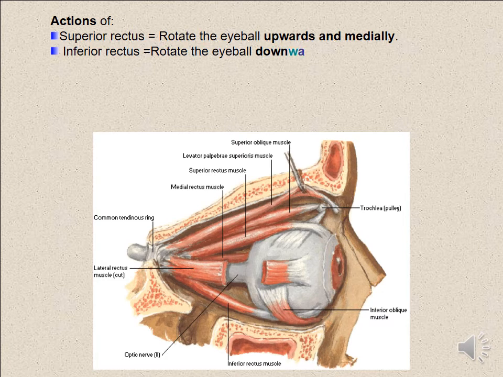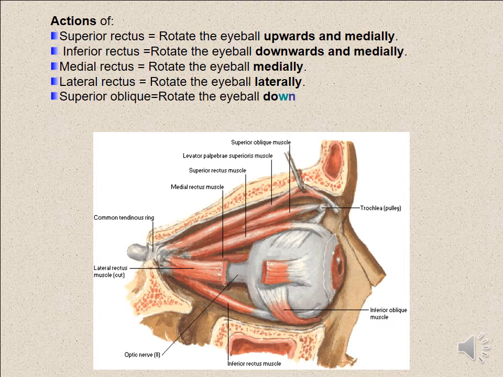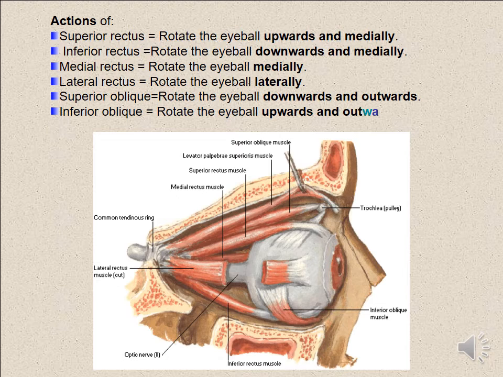The action of these extraocular muscles. First, the superior rectus rotates the eyeball upward and medially. The inferior rectus rotates the eyeball downward and medially. The medial rectus rotates the eyeball medially. The lateral rectus rotates the eyeball laterally. The superior oblique muscle rotates the eyeball downward and outward. The inferior oblique rotates the eyeball upward and outward. In fact, the action of the superior rectus and inferior rectus is opposite to the action of the superior oblique and inferior oblique muscles.